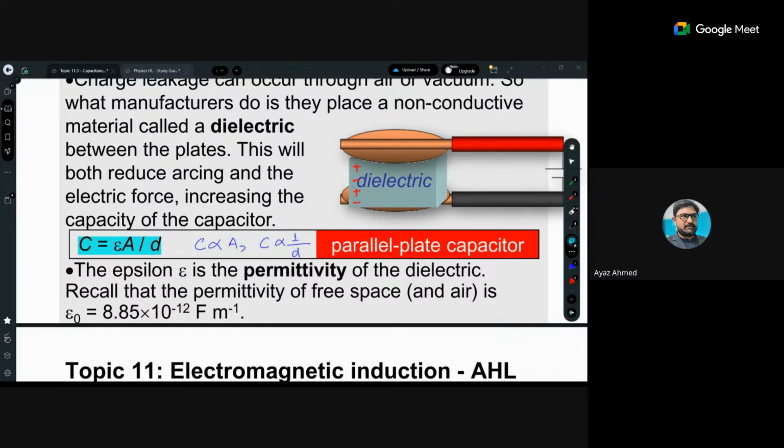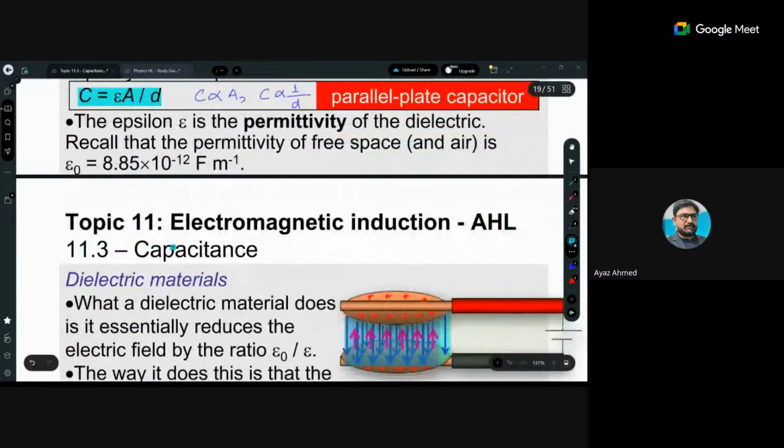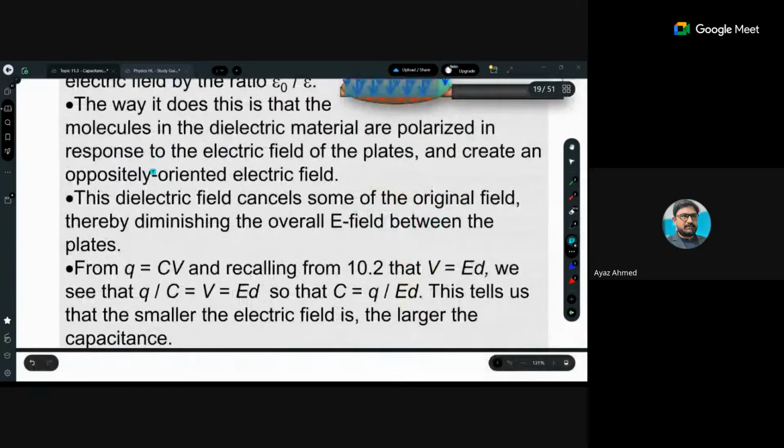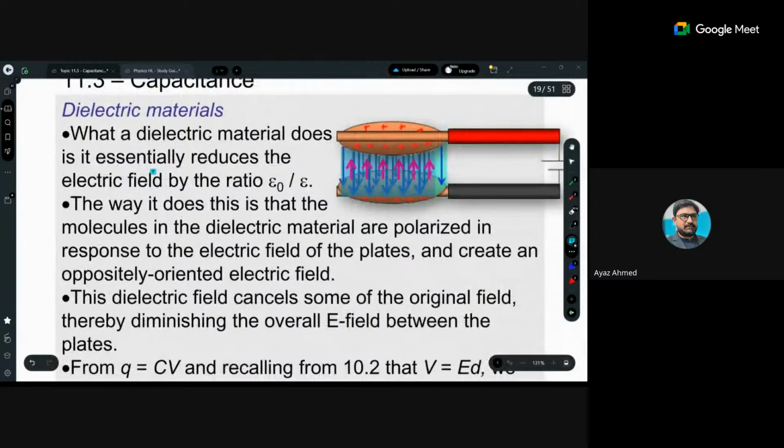Okay, very good. Its value for air or vacuum is 8.85 into 10 to the power minus 12 farad per meter. For 1 meter distance, we can produce a capacitance of 8.85 into 10 to the power minus 12. Now, if we have some other material than air as the insulator, its capacitance is increased.